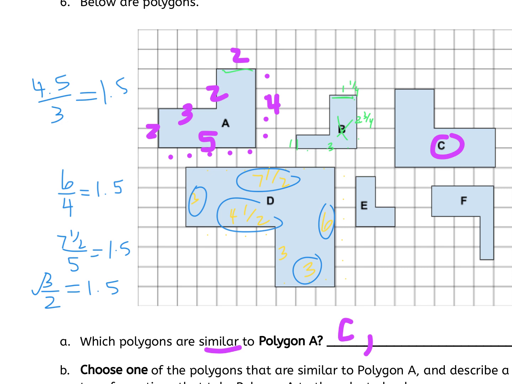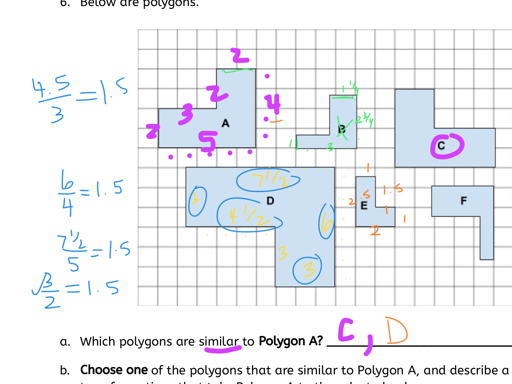Okay, moving on to E. It looks like it could be about half the size. Let's look at our side lengths here. Okay, we have 2, we have 1, we have 1. This looks like 1.5, 1, and then this is like 2.5. Okay, so is this all half the size? So let's see, 4 and it's a 2. Yeah, everything checks out because 3, 1.5 is half of 3. Yeah, so E would be a similar figure.